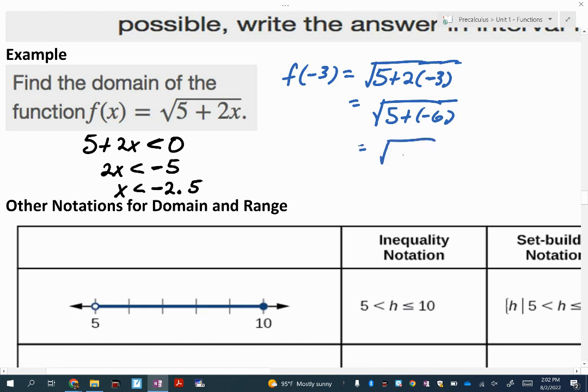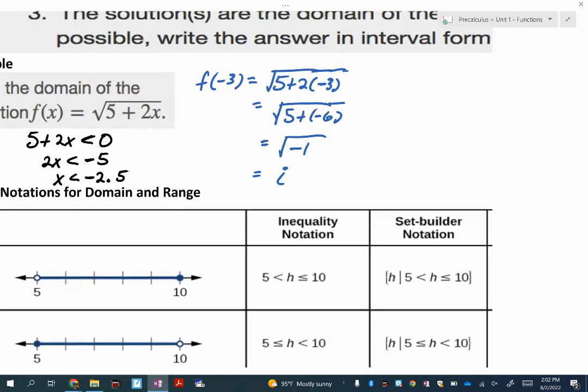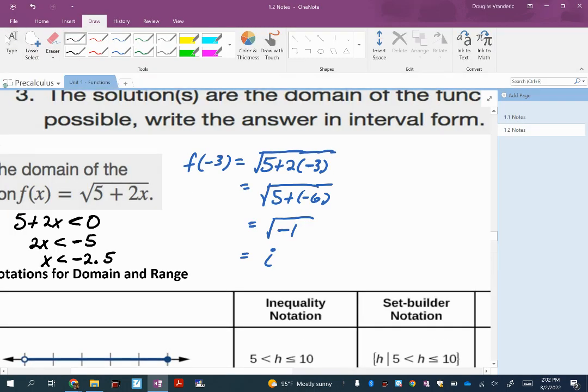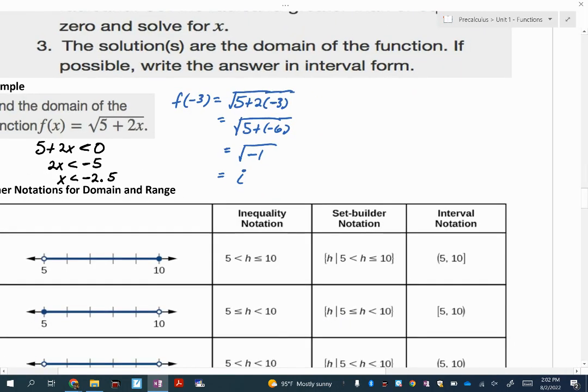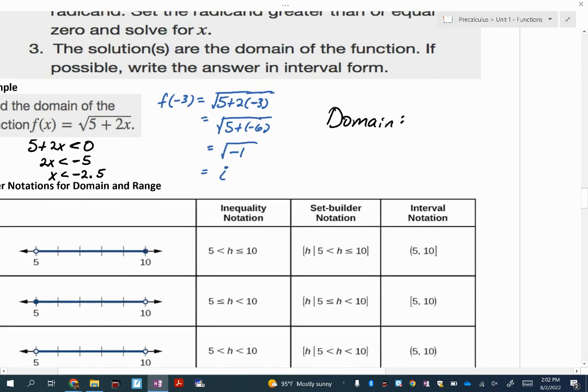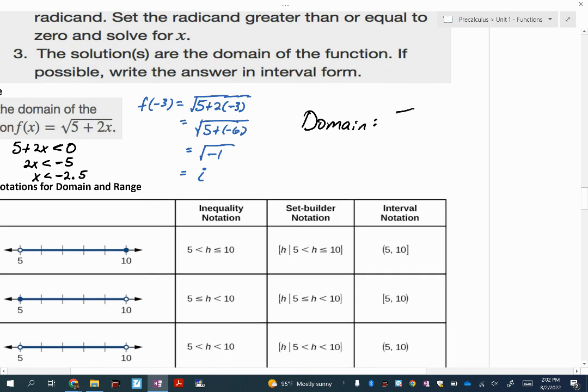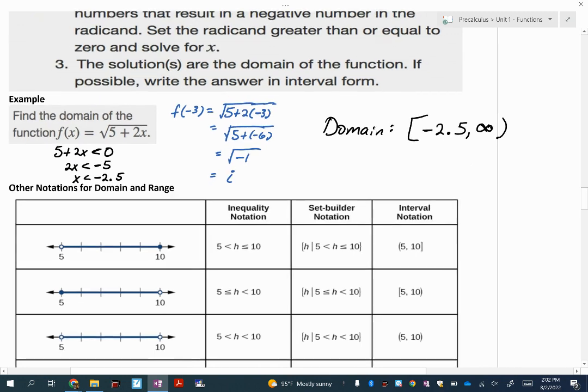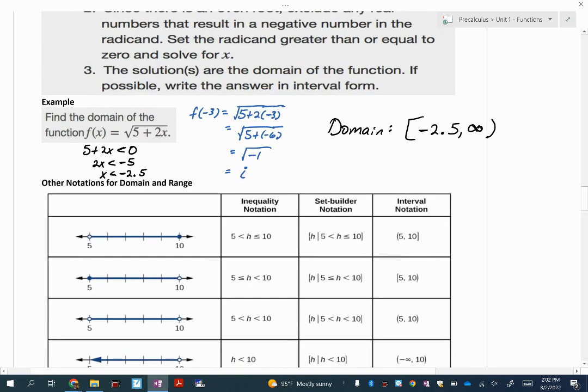All right, 5 plus -6 is -1, and you learned in Algebra 2 that the square root of -1 is the letter i. It's an imaginary number. All right, so that's not okay. So when I do the domain here for this square root function, I need to make sure that I'm using values that are -2.5 or greater, so towards positive infinity. So like -2 is fine, -1 is fine, that's fine.